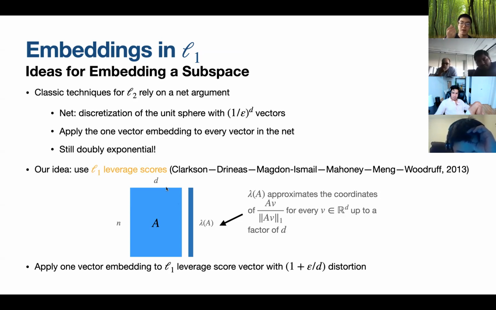So I'll take some column space vector AV and I normalize it so that it has L1 norm 1. And then after this normalization, I'll have the property that for any coordinate of this normalized column span vector AV, this coordinate cannot be more than a factor of d larger than the corresponding coordinate of this leverage score vector. I see. So it's a multiplicative approximation that depends on the number of columns.